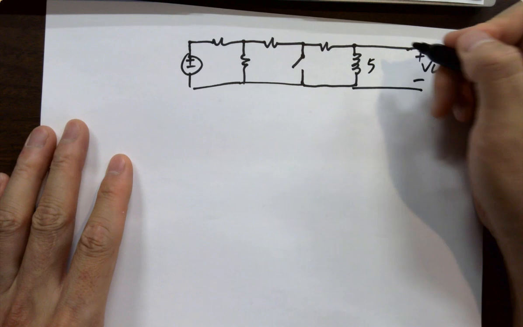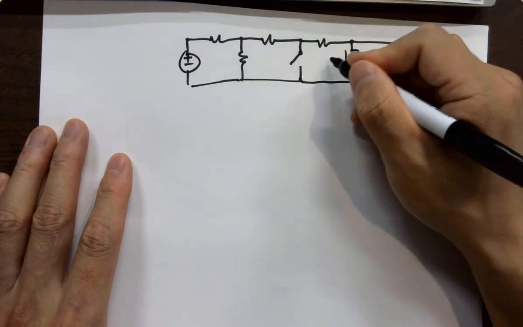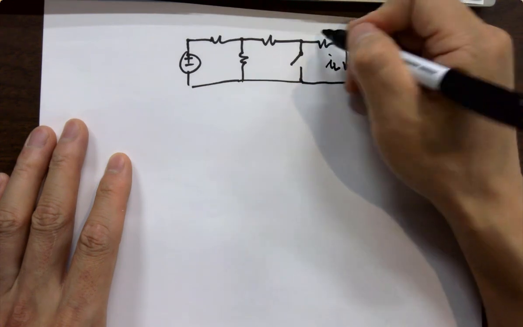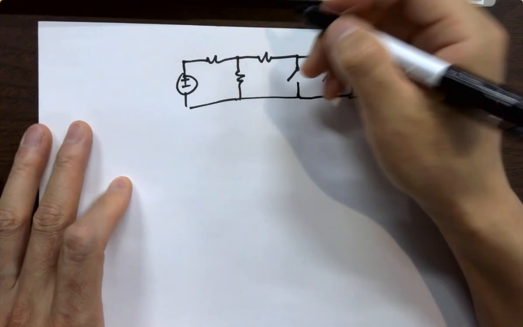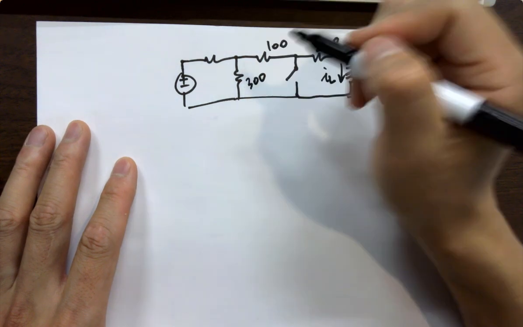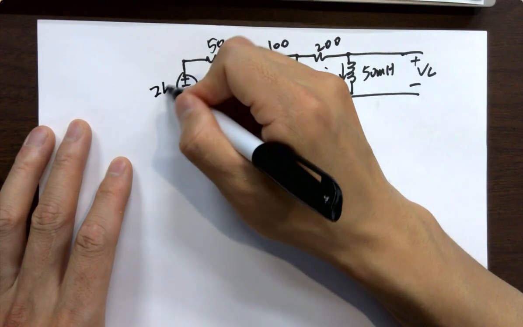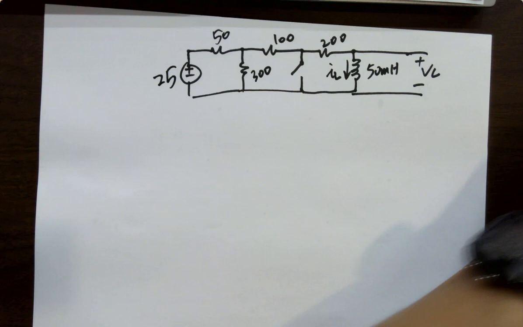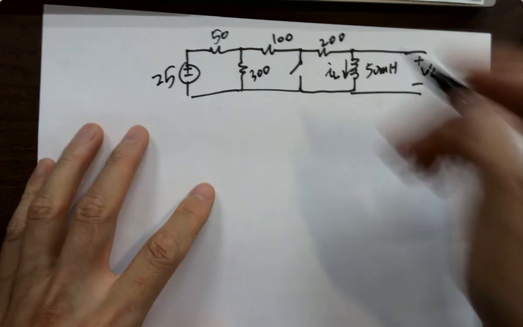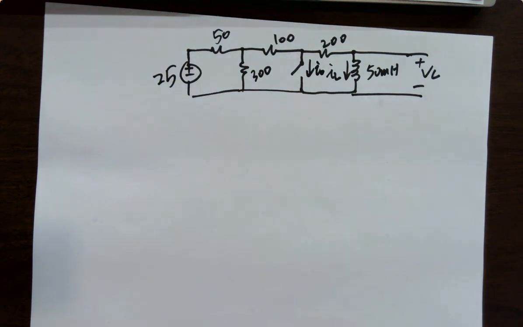Sometimes lazy is better. 50 millihenry, IL 200, 100, 300, 50, 25. Oh, there's I0 here. It says the switch has been open for a long time.